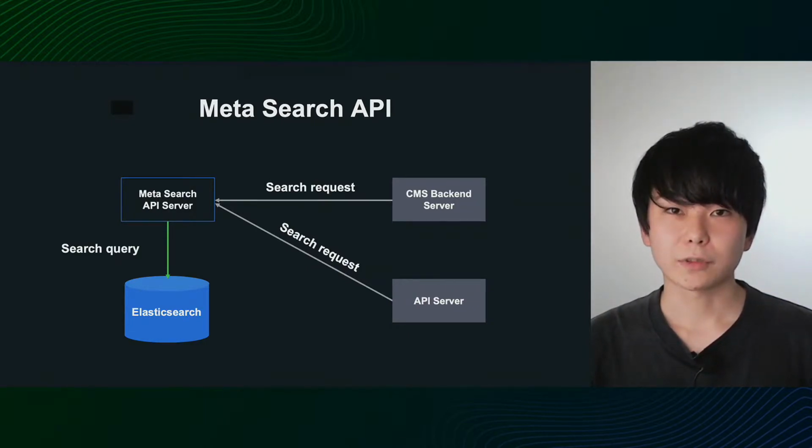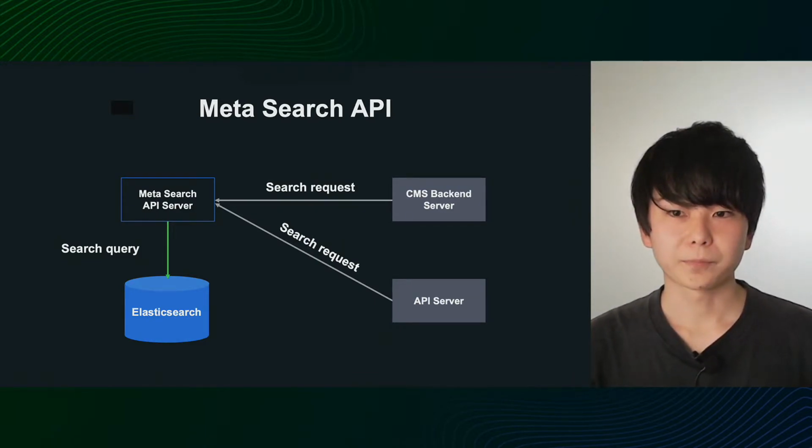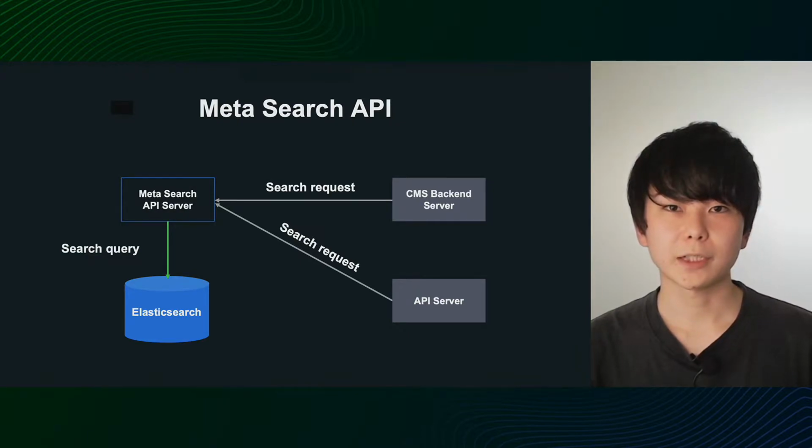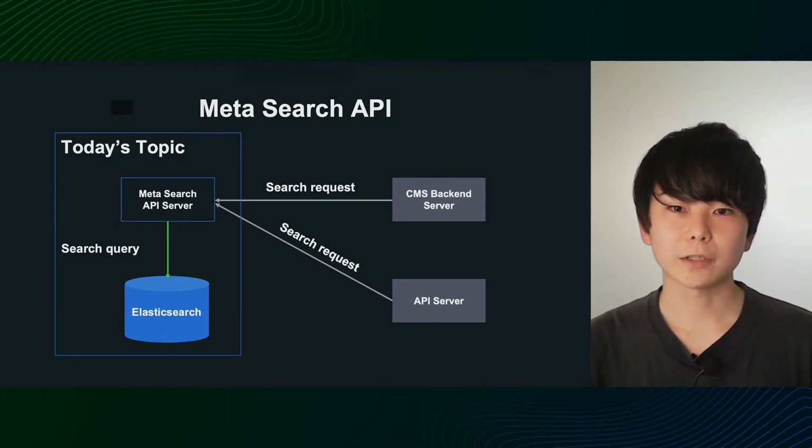Behind these services for music label is the MetaSearch API server with API for searching music information. When users search for songs, they can send a request to this MetaSearch API server, which will perform a search using Elasticsearch and provide search results. Today, I will focus on this MetaSearch API server and Elasticsearch.